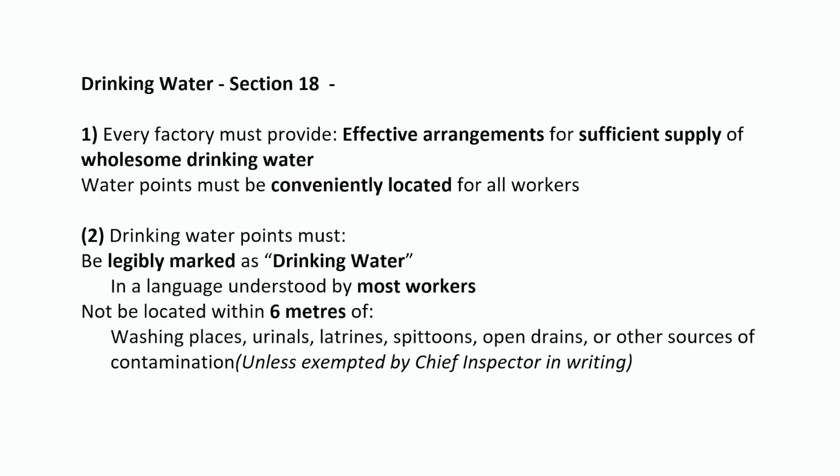But this drinking water should not be located within 6 meters of washing places, whether for washing clothes, or urinals, latrines, spittoons, open drains, or any other sources of contamination, unless this has been exempted by the chief inspector, especially in writing.